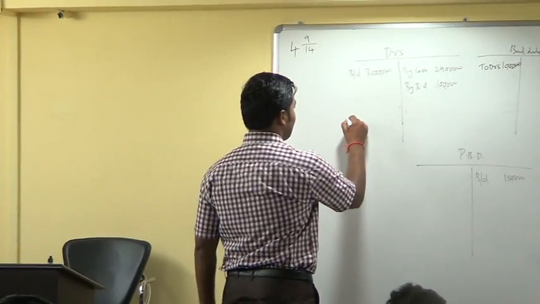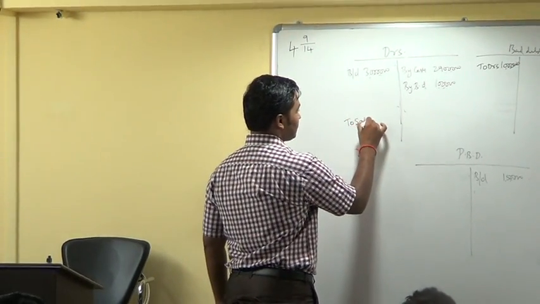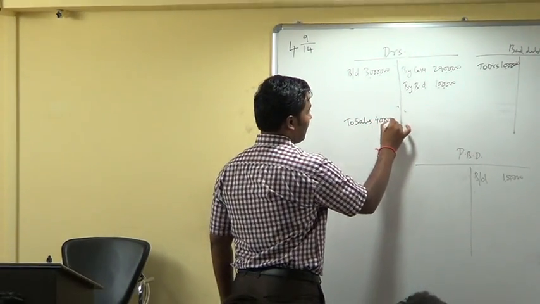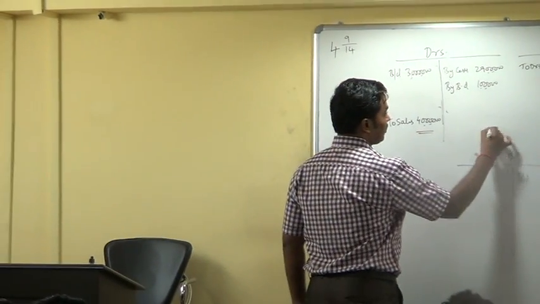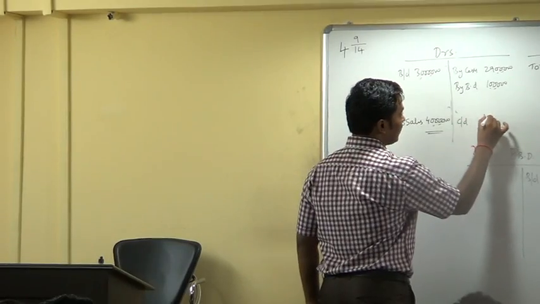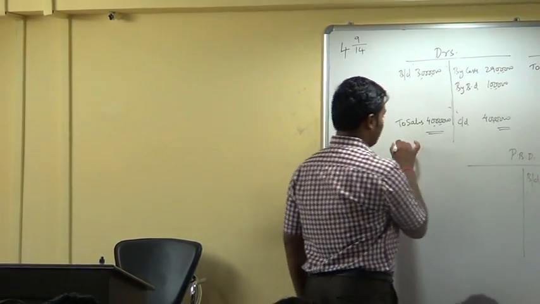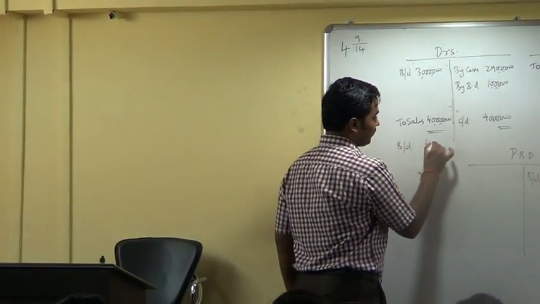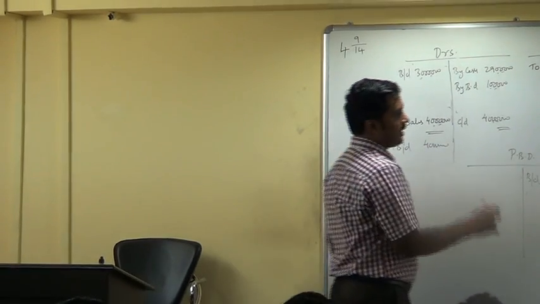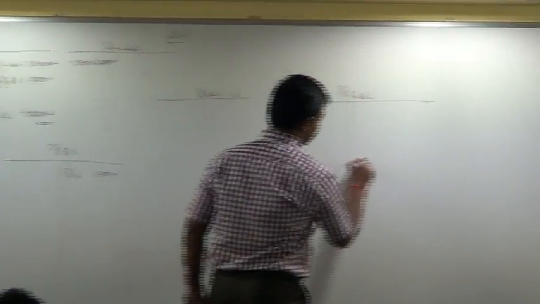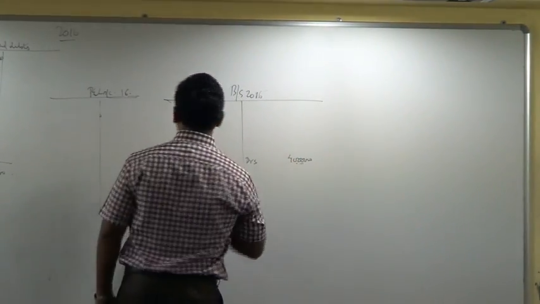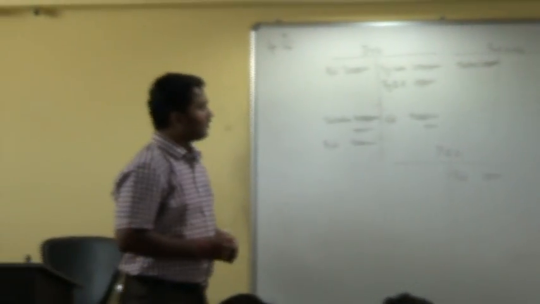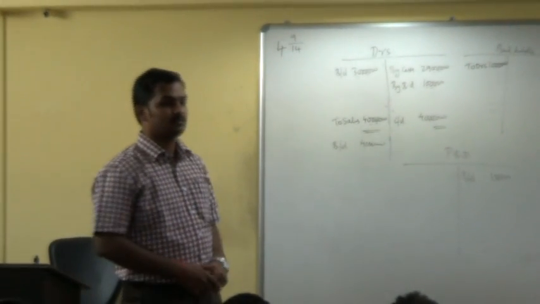So again, debtors account will be debited to sales, 40 lakhs. Now if you close the accounts, debtors account will show a balance of how much? 40 lakhs. Carried down, brought down, 40 lakhs. Where will we show this balance? We will show it in the balance sheet. Debtors, 40 lakhs.